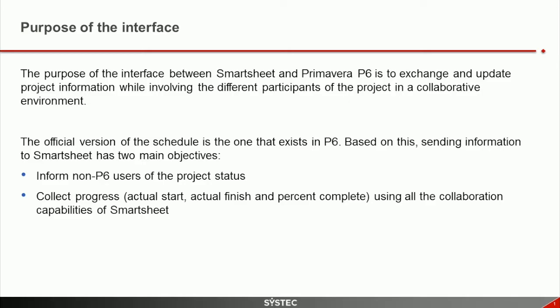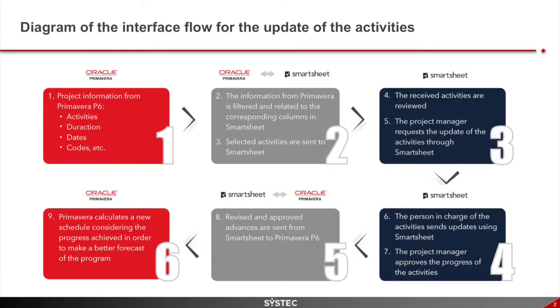The objective of this video is to show you how, using our Smartsheet Primavera P6 integration interface, we can take advantage of the benefits of both programs, since it is very easy to exchange project information between them. The following diagram illustrates the flow of the information update process, indicating the main steps in each program and the way in which the interface exchanges this information between Oracle Primavera P6 and Smartsheet.